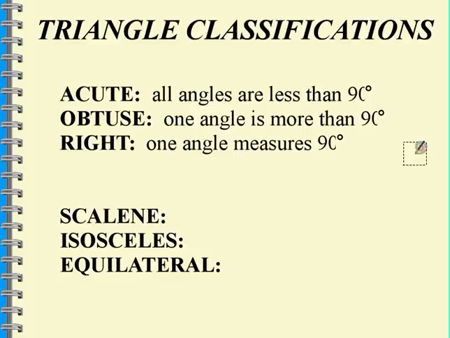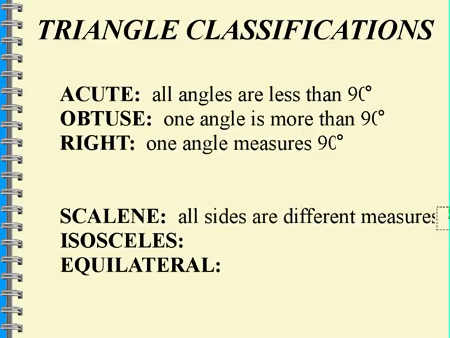So anyway, what about a scalene triangle? What can you tell me about a scalene? All sides are different measures. And consequently, with all sides being different measures, all angles will be different as well. Okay?